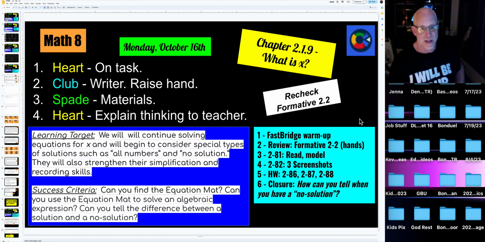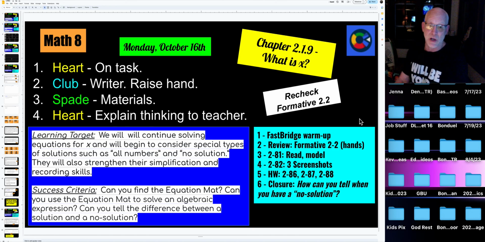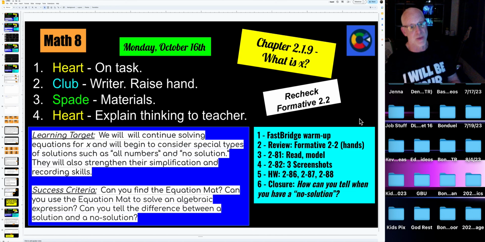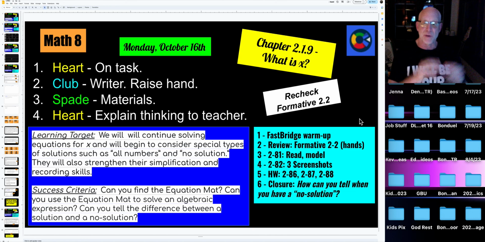Success criteria. Number 1, can you find the equation mat? Number 2, can you use the equation mat to solve an algebraic expression? And number 3, can you tell the difference between an expression with a solution and one without a solution?